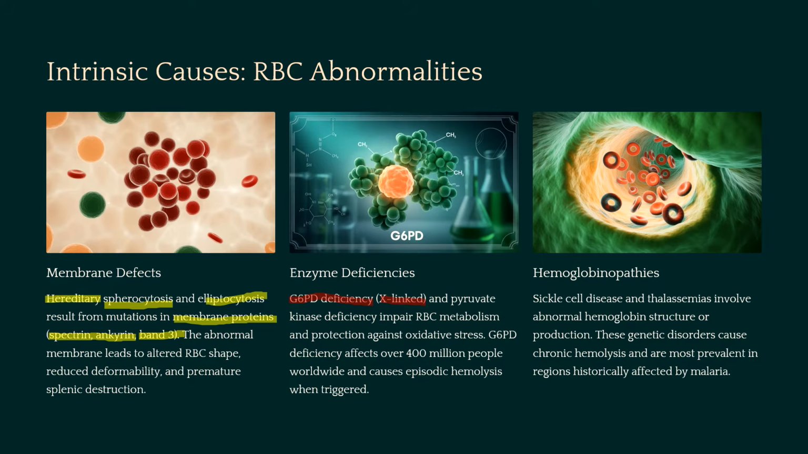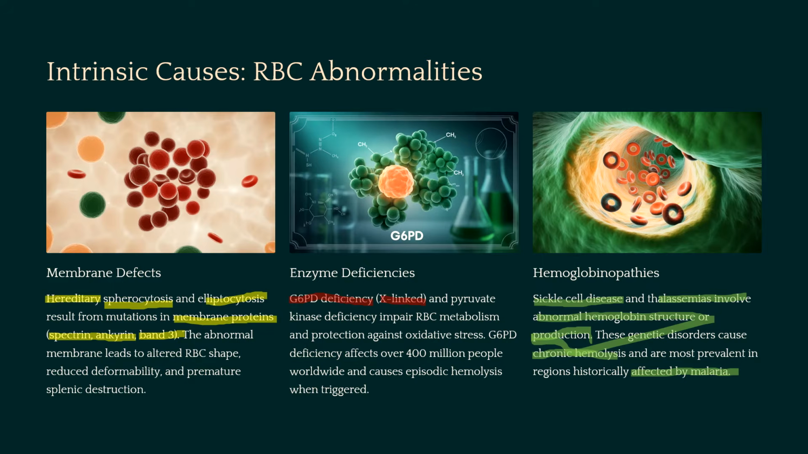Next, hemoglobinopathies. Sickle cell disease and thalassemias involve abnormal hemoglobin structure or production. Just remember, abnormal hemoglobin structure or production. So it might be due to a structural problem of the hemoglobin or the production or the volume of the hemoglobin. This genetic disorder causes chronic hemolysis and is most prevalent in regions historically affected by malaria. So hemoglobinopathy is directly associated with malaria.